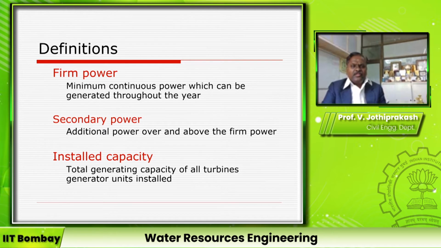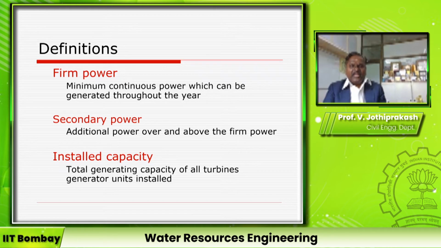There are three names for this power production. First one is firm power. It's the minimum continuous power which can be generated from the powerhouse throughout the year. Whether the dam is receiving very high discharge or low discharge, the minimum power that a power plant can generate is called firm power.